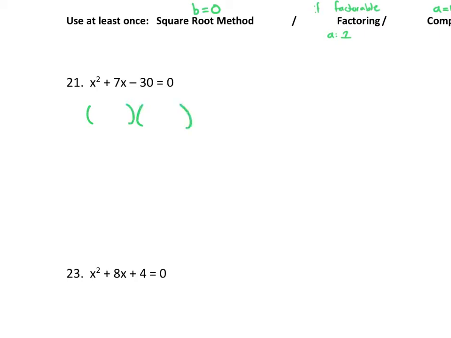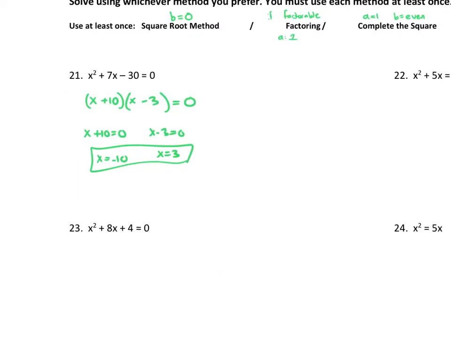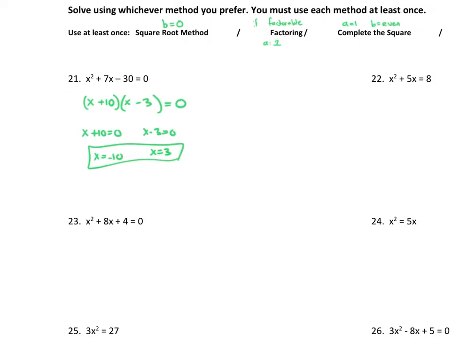21, I'll start off and decide, is it factorable? And then I'll recognize, yes, because I need numbers that multiply to 30, that add to a positive 7, and I would get those. And then I could use the zero product property. And we get that x is negative 10 and 3. And you could have used other methods on that. You could have used every other method except solving by square roots, and you would have got the same answer, but not as quickly.